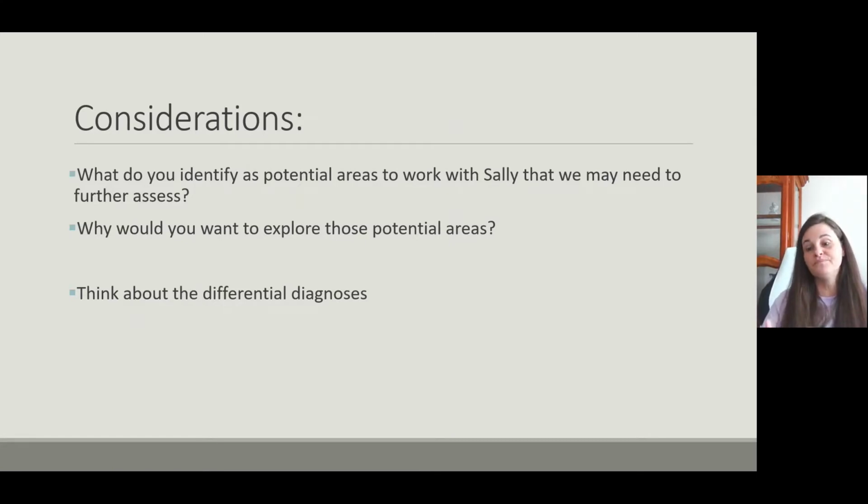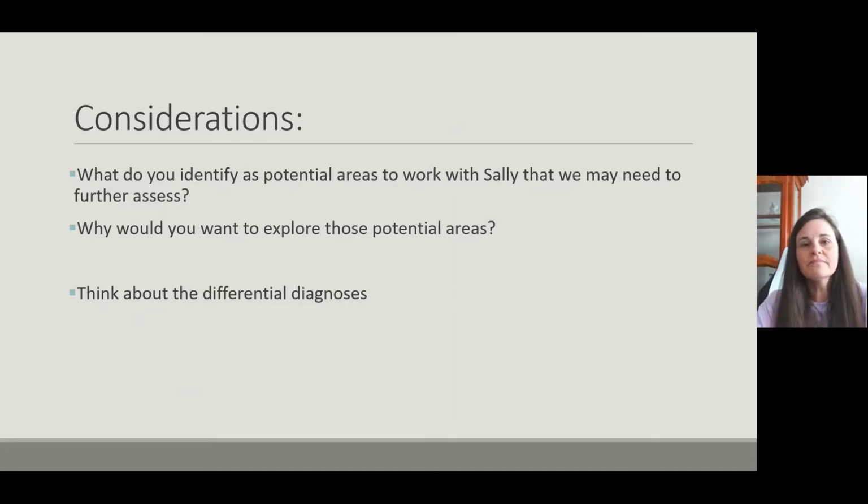You need to know the why, not just necessarily because. And I have down here, think about your differential diagnoses. What I mean by that is when you are considering a diagnosis for this person, you may not necessarily have to write that diagnosis or submit that diagnosis to insurance, but you do need to narrow that down or identify that, because this is going to help you with your treatment planning. It's going to help you with the interventions that you do. It's going to help you really be able to work with Sally in more depth that could be beneficial for her.